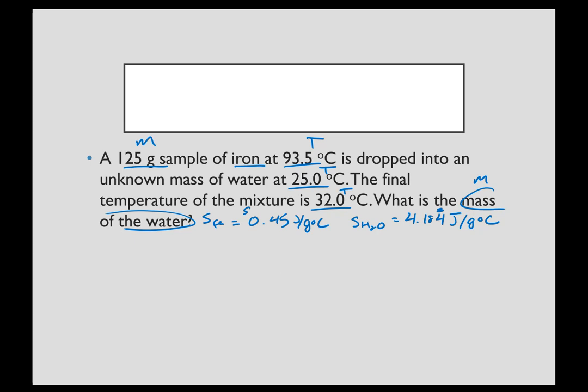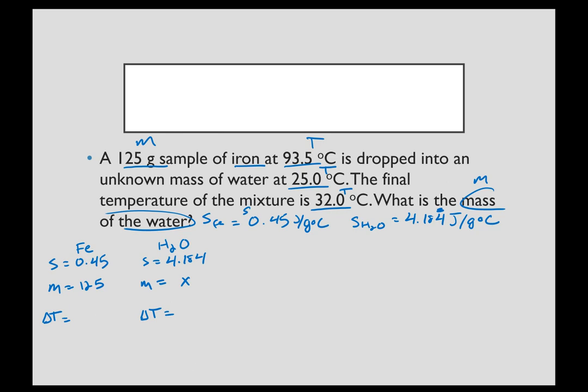When I'm setting this up, it's a good idea to kind of separate it so that you can keep track and have an S, an M, and a delta T for both the iron and the water. So specific heat of iron is 0.45, specific heat of water 4.184, mass of iron 125, mass of water is what I'm solving for, delta T.